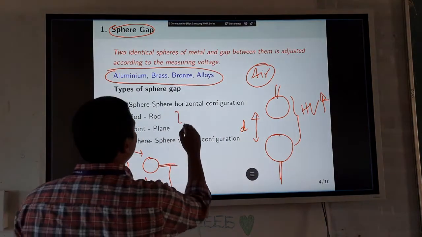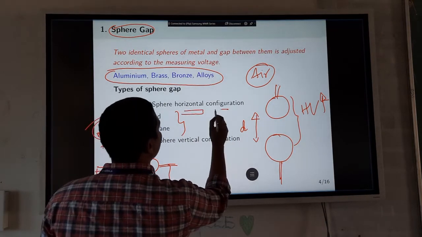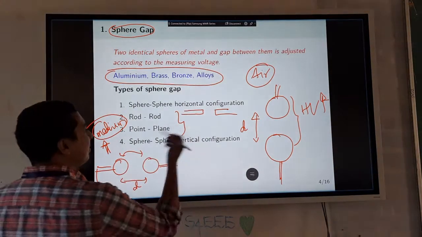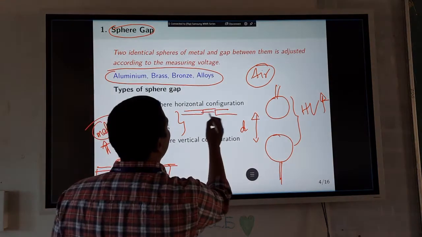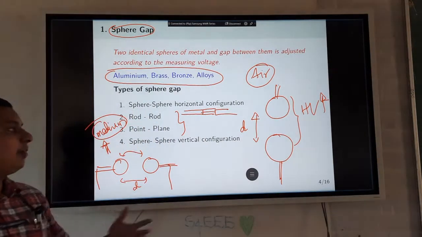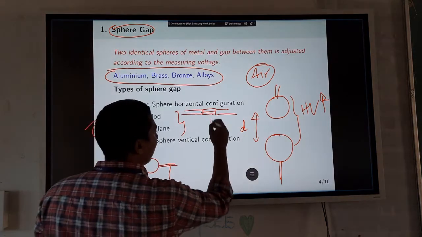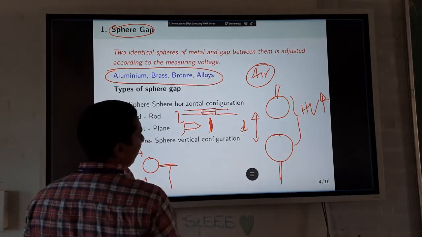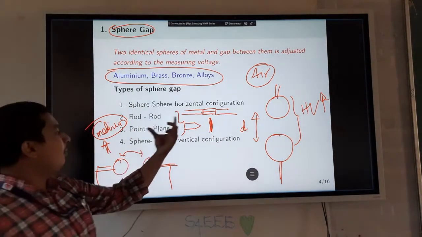Then you have the other two types. Rod means you have one rod here and one rod here. This is the rod type of configuration. It is the same thing, where breakdown will happen. The change will be only in the way your electric field is. And point plane means you have a plane like this and a pointed electrode like this. The breakdown between them and the distance is used to find out the voltage level.